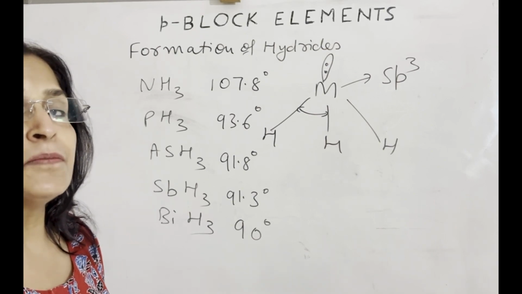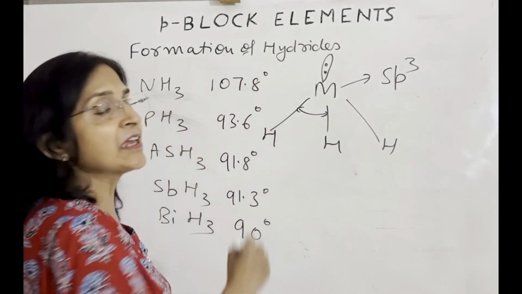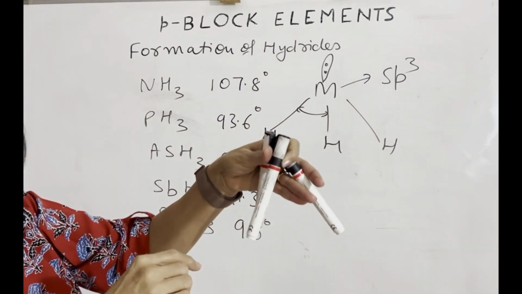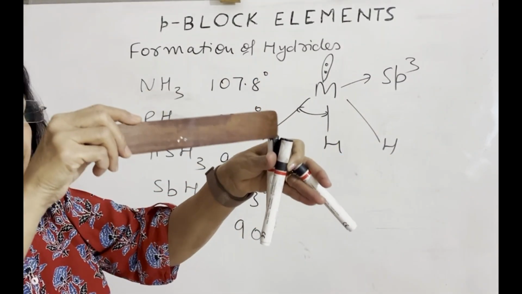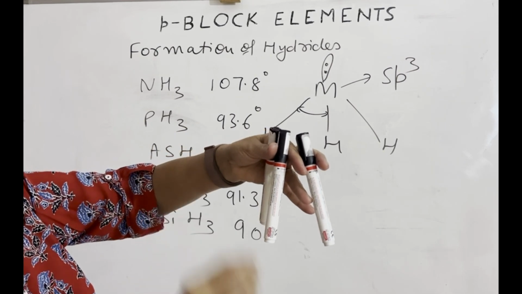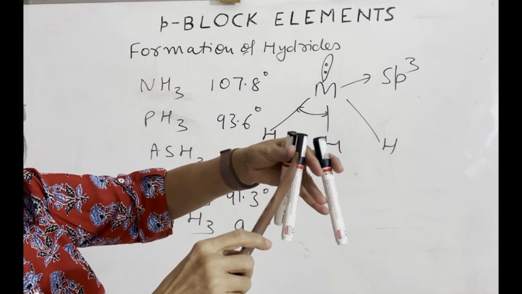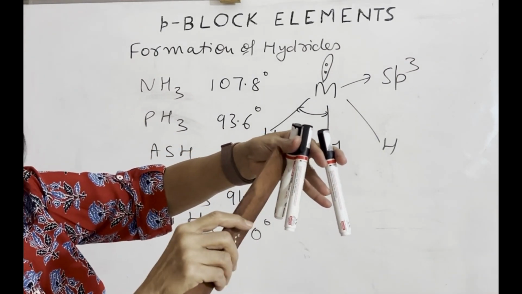The repulsion between bond pairs is maximum in the case of ammonia. These are the 3 covalent bonds. Central atom is present here. Size of nitrogen is small, so bond pair will lie here. So bond pair repulsion will be more.